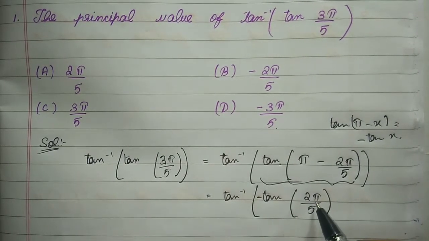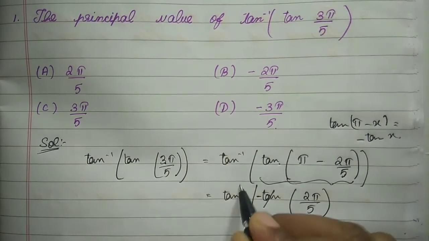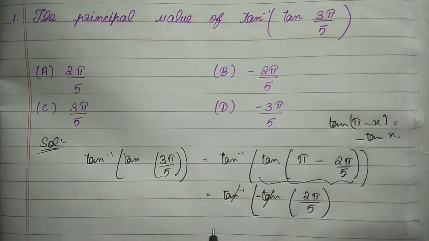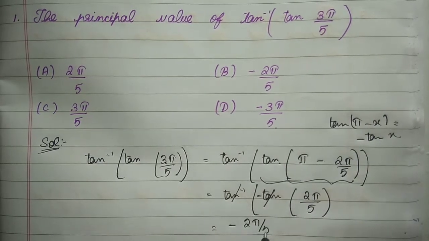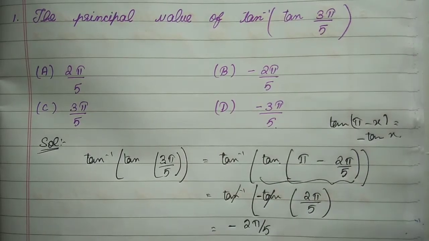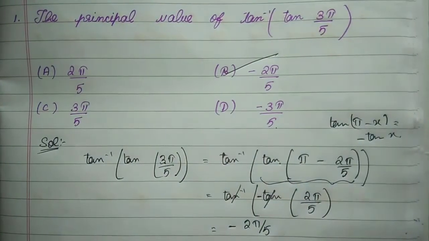We can't find any value for 2 pi by 5, we don't know any value. So tan and tan inverse can be cancelled and the final value will be minus 2 pi by 5. Don't forget this minus sign. So option B is right.